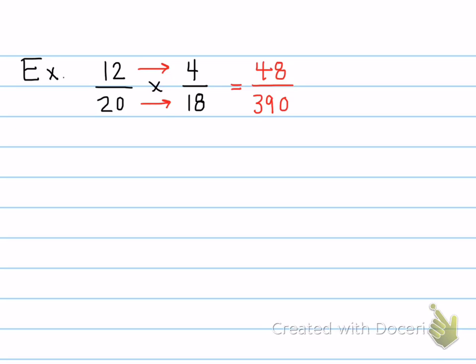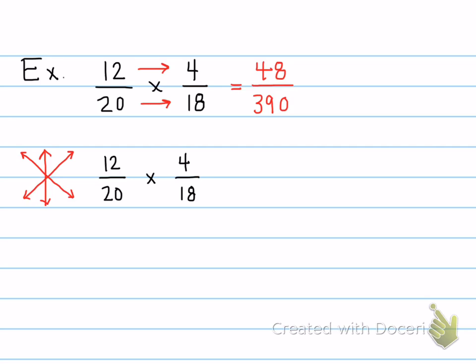If you do the simplifying, so we take 12 20ths times 4 18ths, and we check what we can simplify within our fractions. Now remember, you can simplify both vertically and diagonally. So we're going to look at all of those directions. I always look at diagonally first. I do not know why. You could look either way, it doesn't matter.